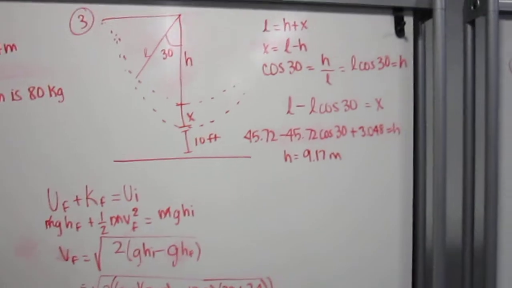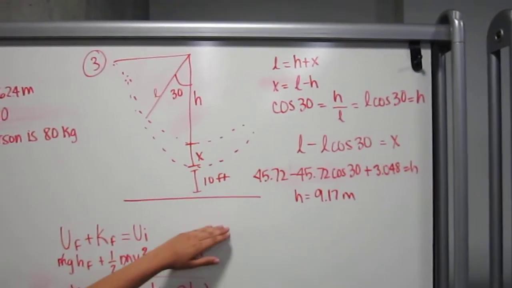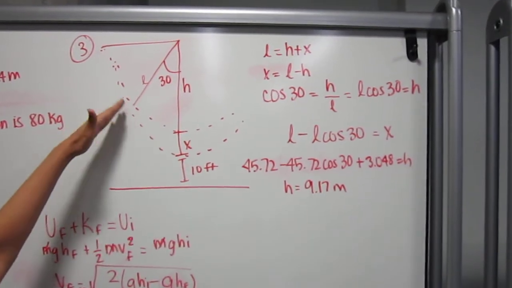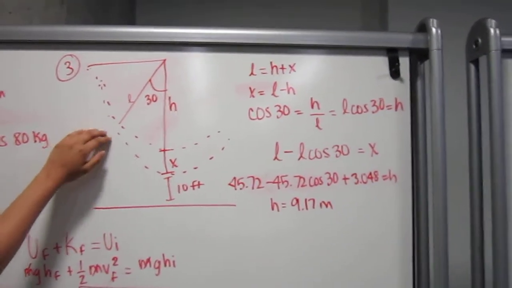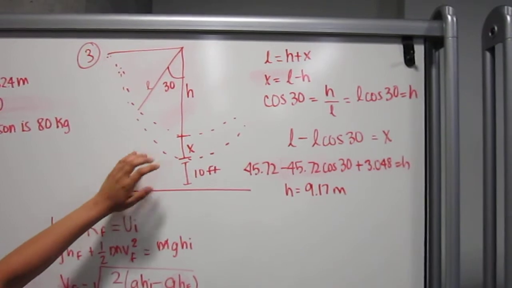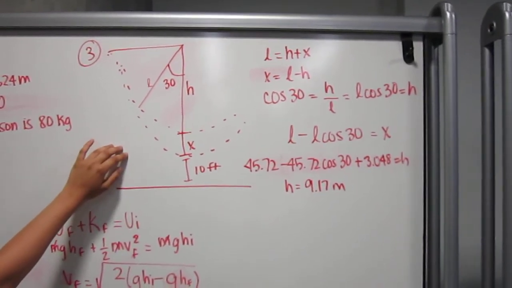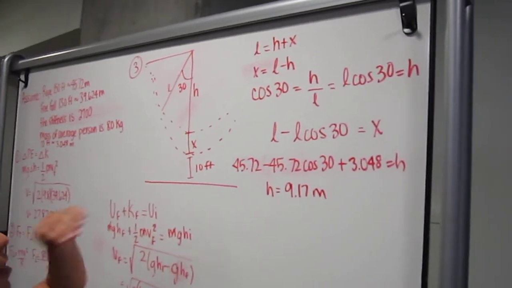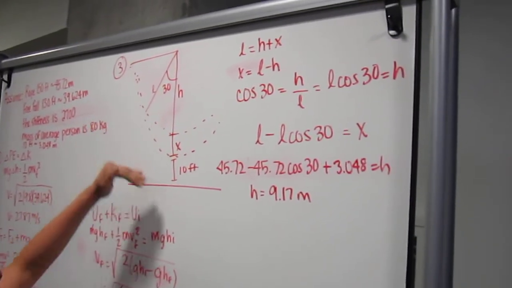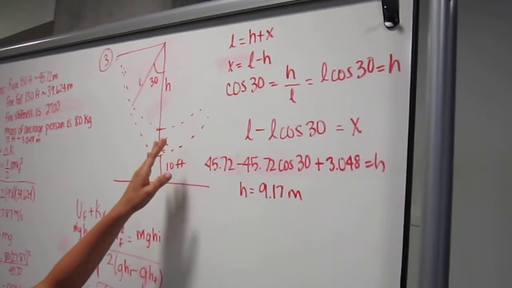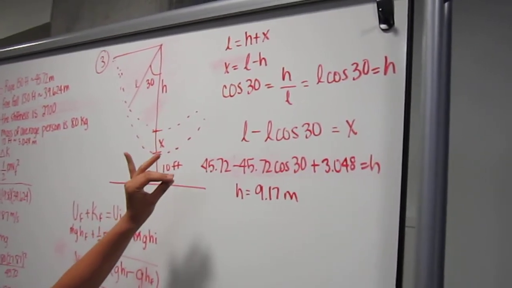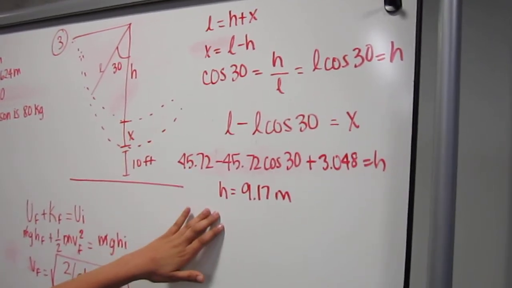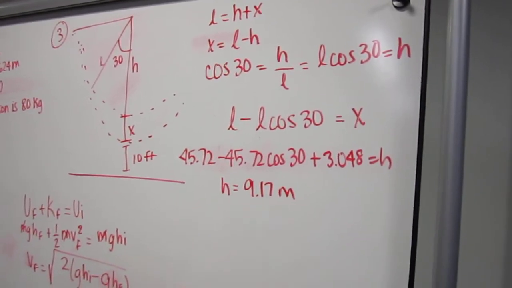Then we go to find the velocity when it's 30 degrees from the bottom, and in order to do that, we have to multiply the cosine of 30 by the length of the rope when it's still going down, and then through basic simplification, we can find the h to be 9.17 meters.